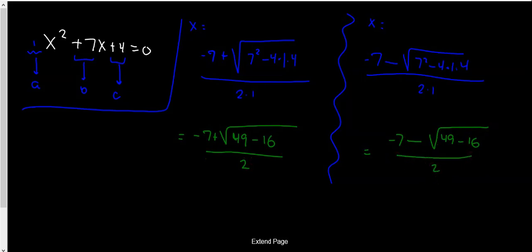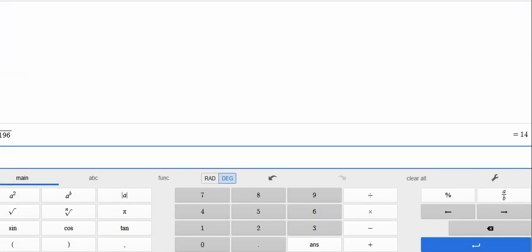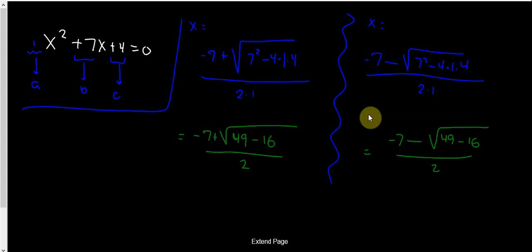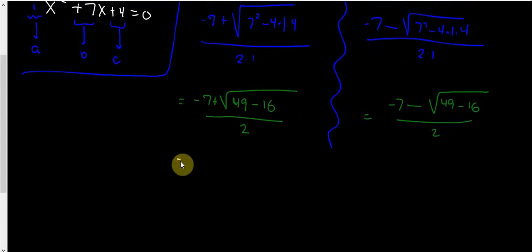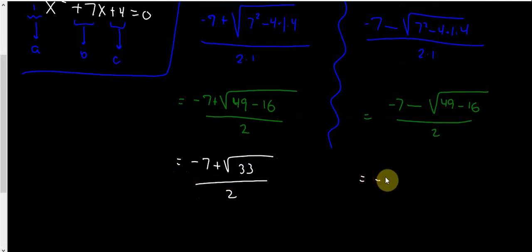Now, you may not be real confident in your subtracting and say, oh, what's 49 minus 16? Like I said, please feel free to use a calculator. But that's not very hard. That's just 33. Oh, went too far. And so what we're going to have is negative 7 plus the square root of 33. Now, 33 is not a perfect square. This didn't end up being beautiful like last time. Well, that's because this one is not factorable, and the answers are not going to be pretty numbers.